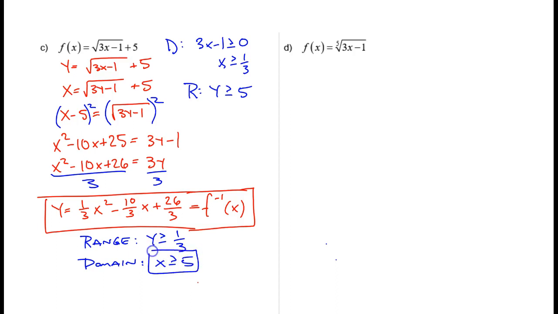So this is an important piece because we know that the graph of y equals this 1/3 x squared minus 10/3 x plus 26/3 is a quadratic, so it's a parabola. And we know that it by itself is not invertible. But if I restrict the domain to x greater than or equal to 5, I'm only looking at a piece of the parabola, which would be inverted to give you this graph right here, the square root of 3x minus 1 plus 5. Okay, so let's move on and take a look at part D here.